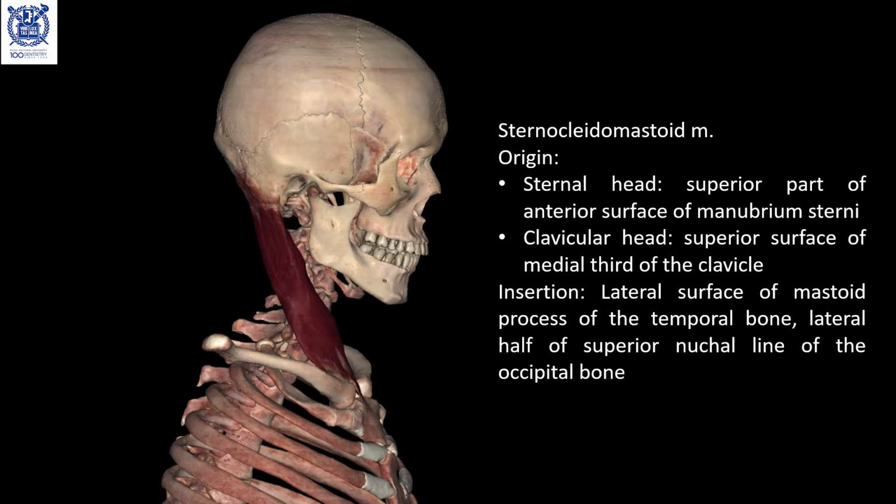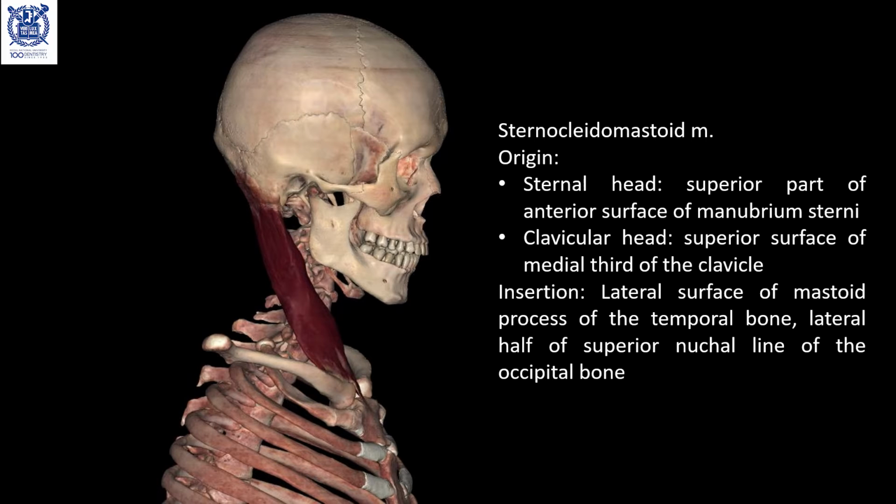The two heads are separated from one another at their origins by a triangular interval, which is known as the lesser supraclavicular fossa, but gradually blend below the middle of the neck into a thick, rounded muscle which is inserted by a strong tendon into the lateral surface of the mastoid process from its apex to its superior border, and by a thin aponeurosis into the lateral half of the superior nuchal line of the occipital bone.